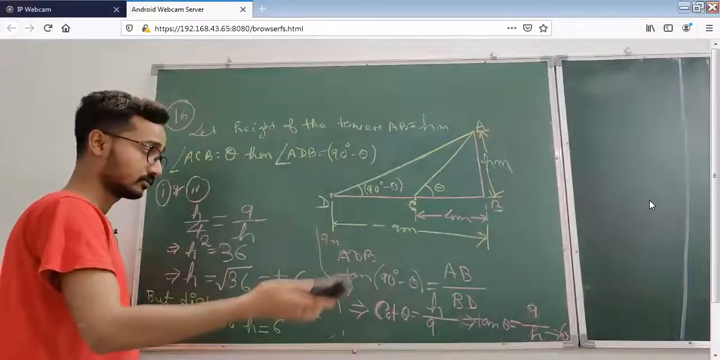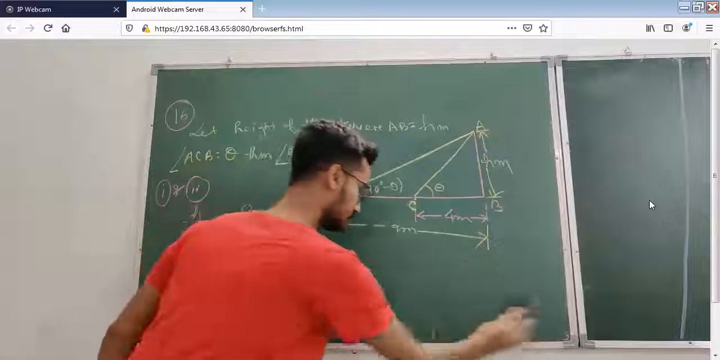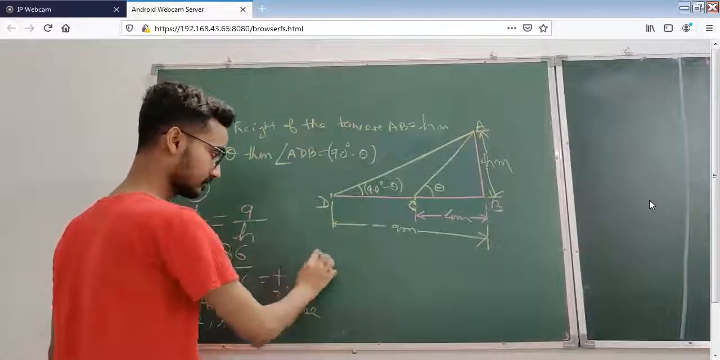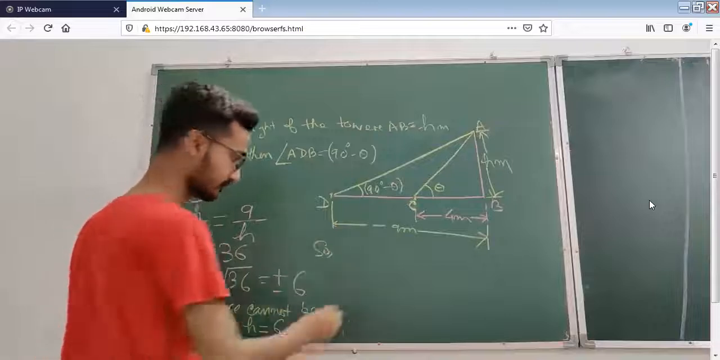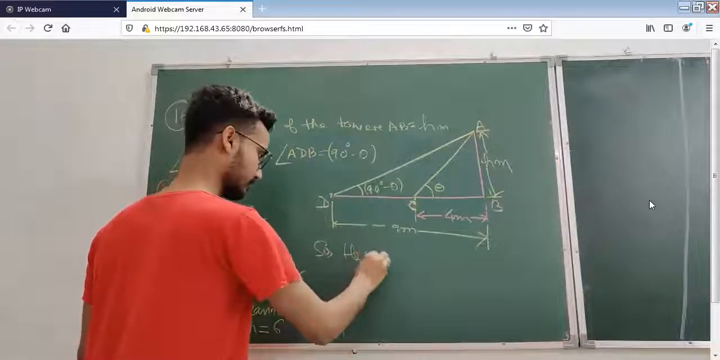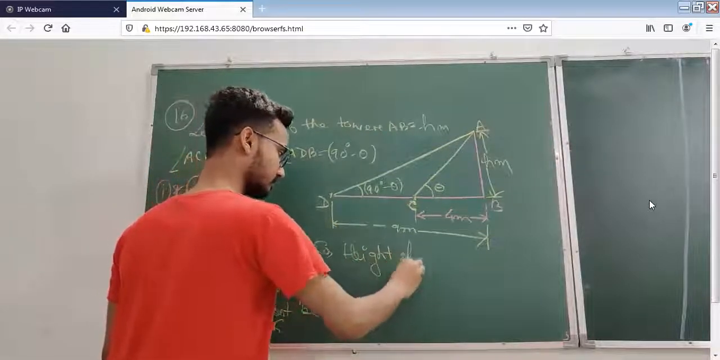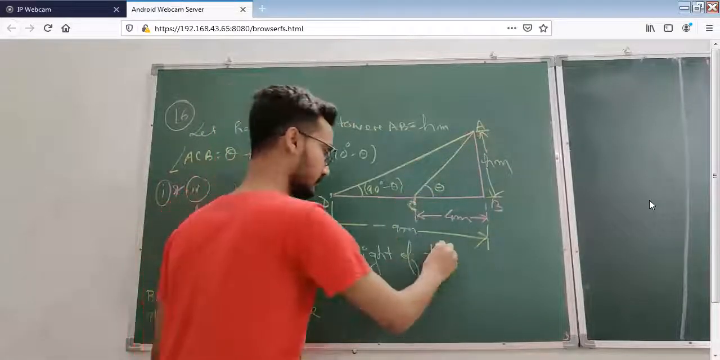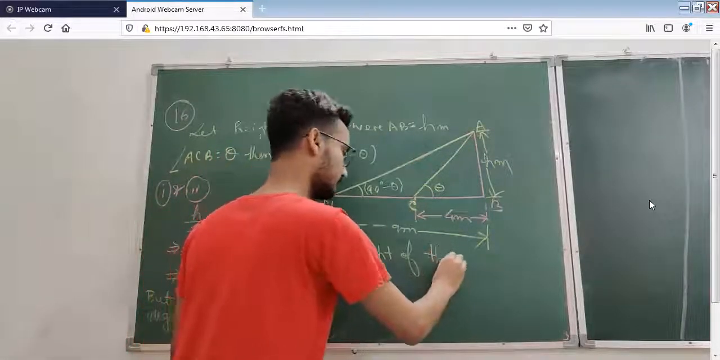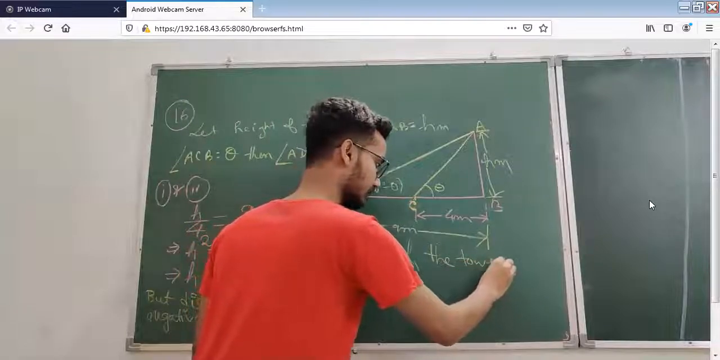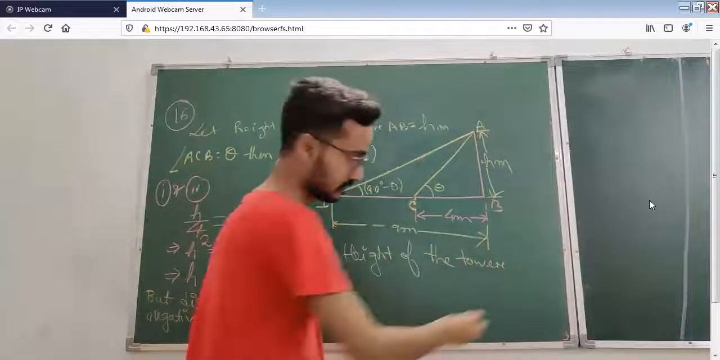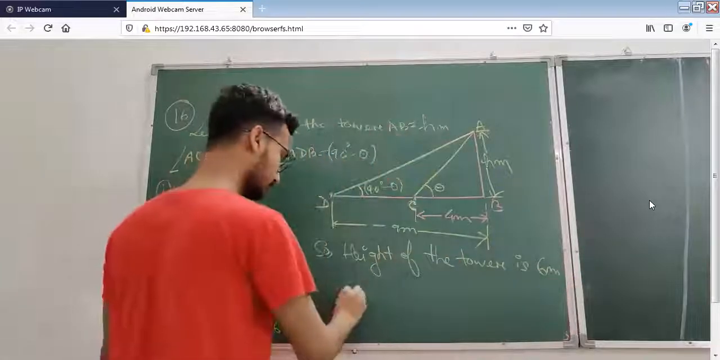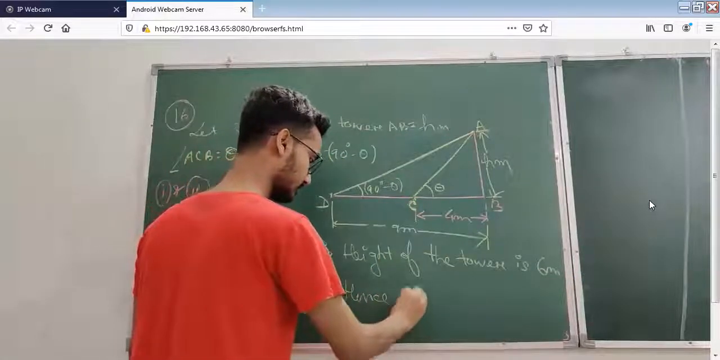That is, we have to prove that height of the tower is 6 meters. Hence, height h is nothing but the AB, and we have to prove that AB equals 6 meters. So the height of the tower is 6 meter. So hence proved. Yes or no? Hence proved.